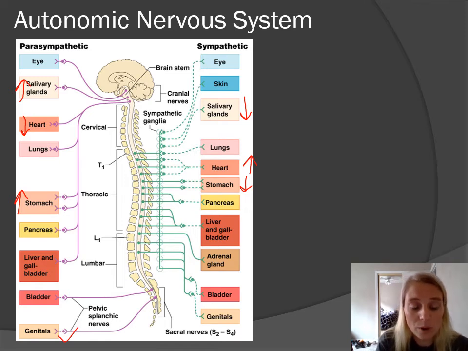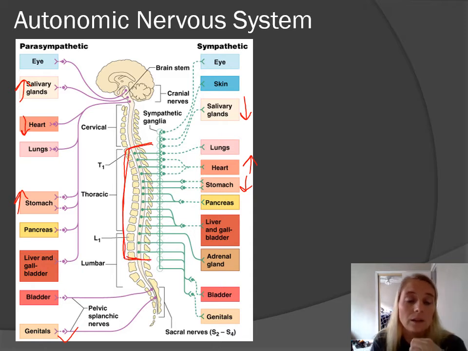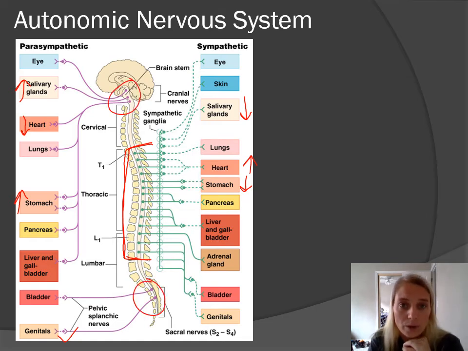The last thing I wanted to point out in this diagram is if you'll notice those preganglionic neurons, the ones that start off in the central nervous system, they are all located in the central part of the spinal cord between the thoracic and lumbar vertebrae, whereas the parasympathetic is headquartered in the brain and the sacral part of the spinal cord. So they're physically in different places, and then they do those different things. Okay.